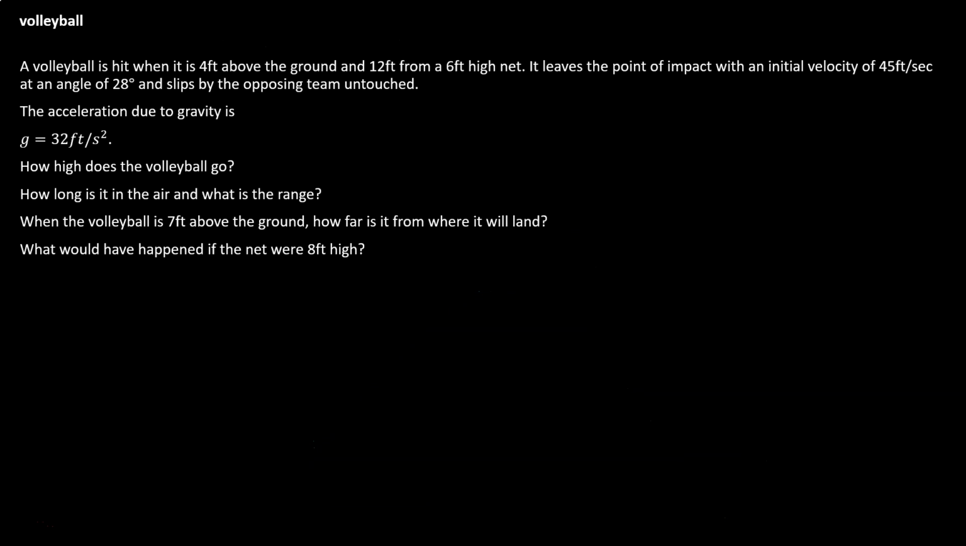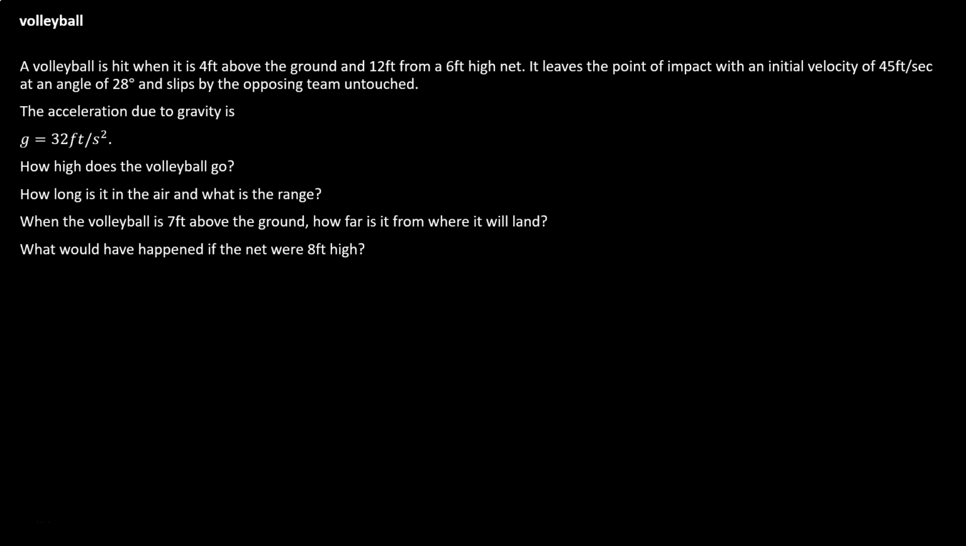Now that we have all of this information, we can answer some applied problems. For example, if we know that a volleyball is hit when it's 4 feet above the ground and 12 feet from a 6-foot high net, it leaves a point of impact with initial velocity of 45 feet per second at an angle of 28 degrees and slips by the opposing team untouched.